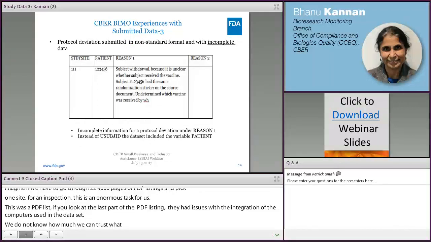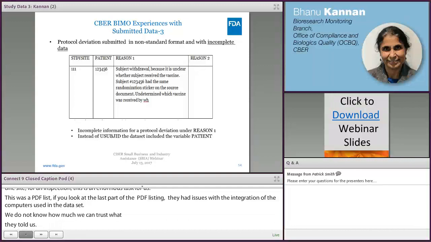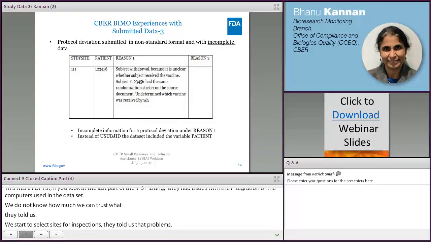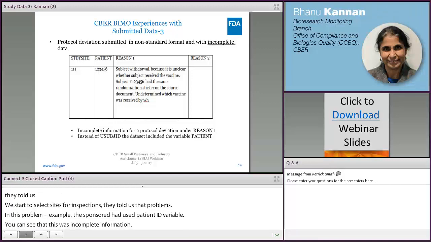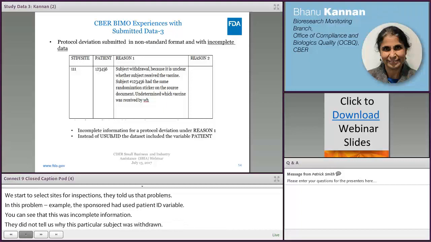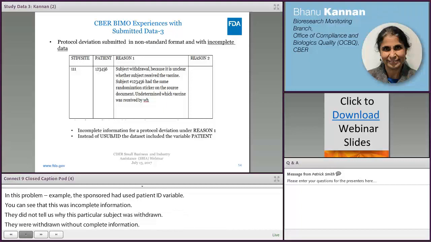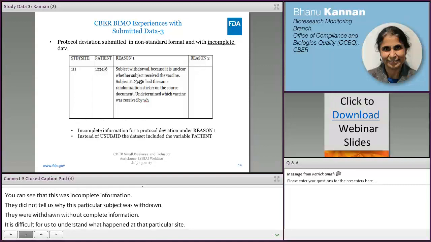And in this example, again, instead of using the subject ID variable, the sponsor had used patient. And if you look at the recent one, you can see that this was incomplete information. They did not tell us why this particular subject was withdrawn. And without complete information, it is difficult for us to understand what happened at that particular site with this particular subject. And this was just one example. This was prevalent throughout the submission for us.